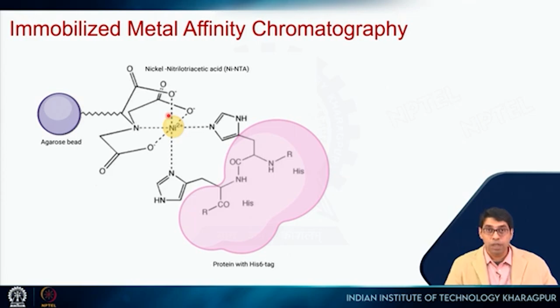So how do you elute it? How do you get your protein out of the column? You use imidazole, which is the group present in the side chain of histidine. So you pass a solution of imidazole, they will come and interact with this nickel and your protein will elute out, right?